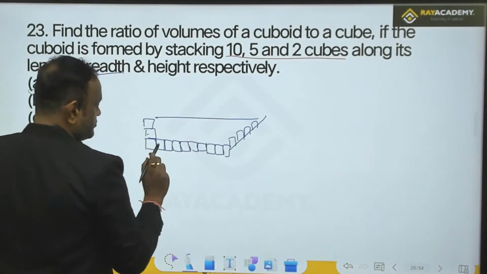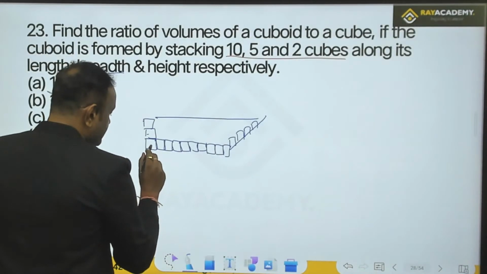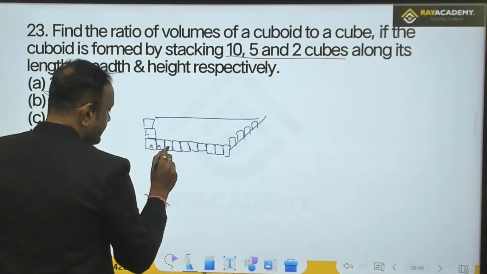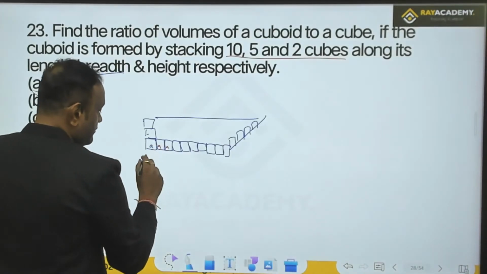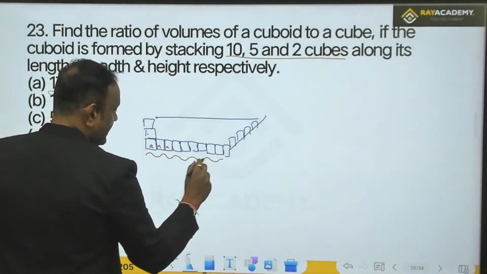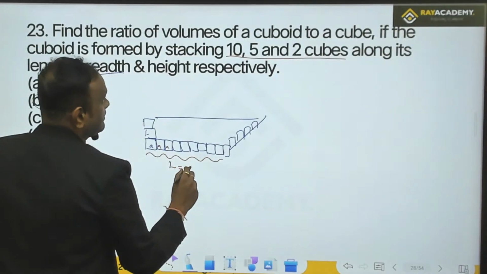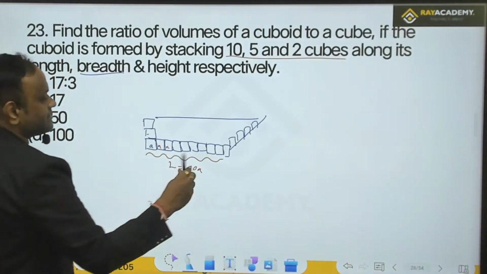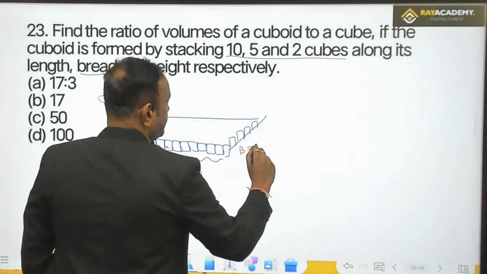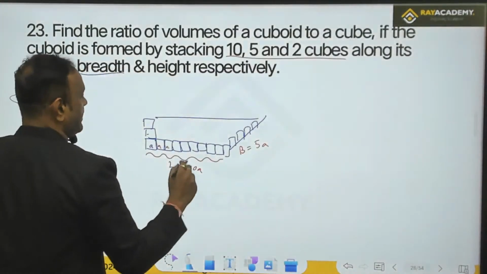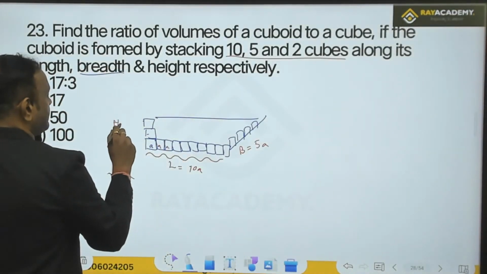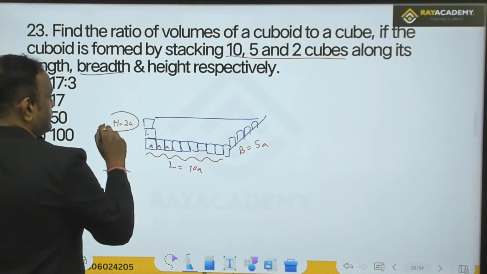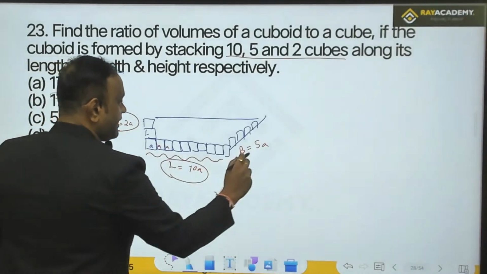Basically what I want to show is that suppose each cube has side length a. Then the cuboid that is formed, what will its length be? Length will be 10a, because there are 10 cubes. Similarly, breadth will be 5a and height will be 2a. That's all. Height 2a, length 10a, breadth 5a.